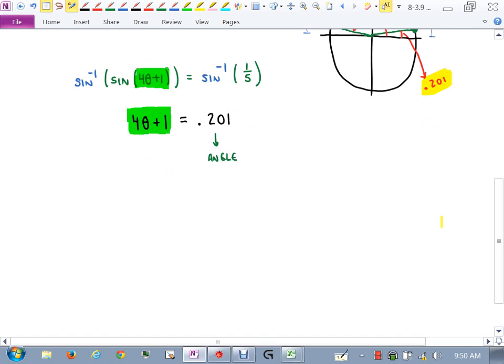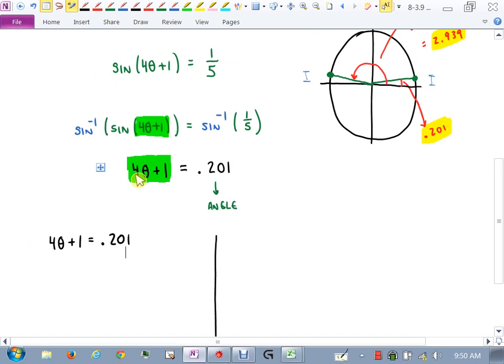What are my two solution sets going to be? First, I need the 4 theta plus 1 to be equal to what? 0.201, right? That's this one. How can I get back here? Plus 2 pi k. This solution set is starting out at that 0.201. Adding a full rotation, or any number of full rotations, will give me all of those points right there on the right side in the first quadrant.